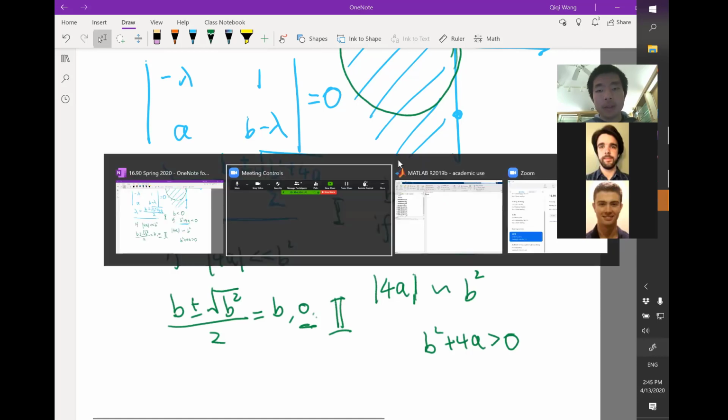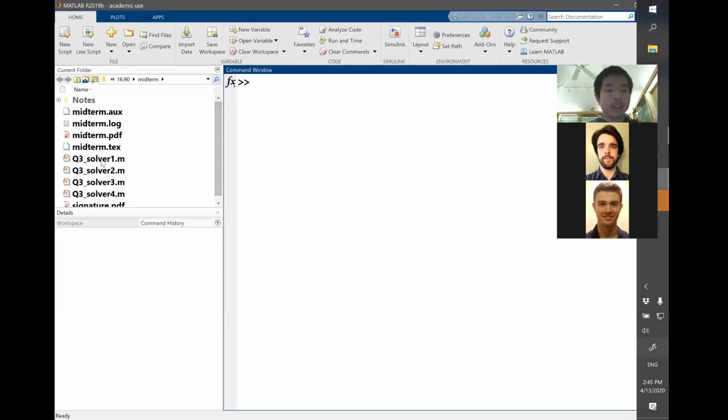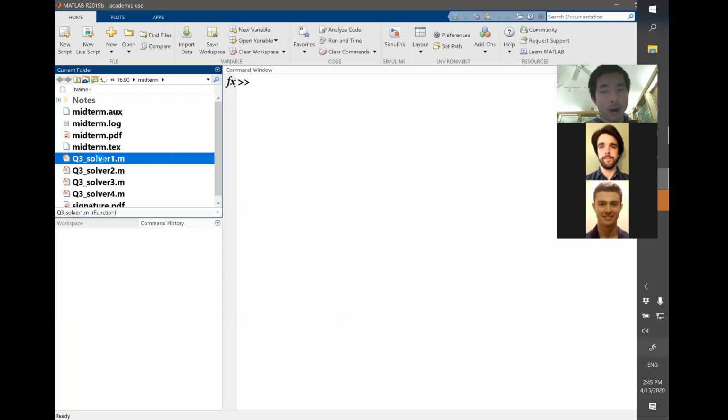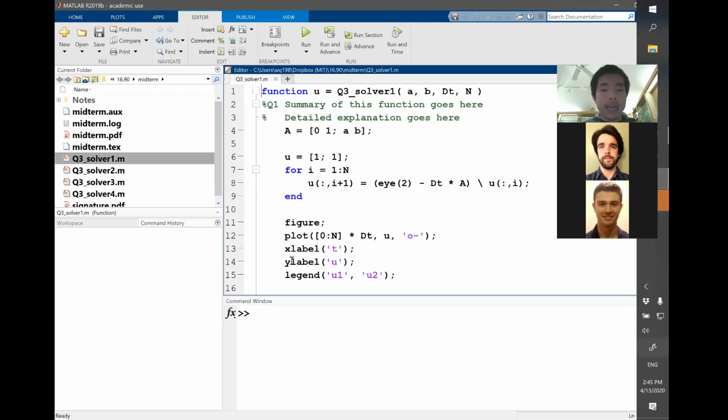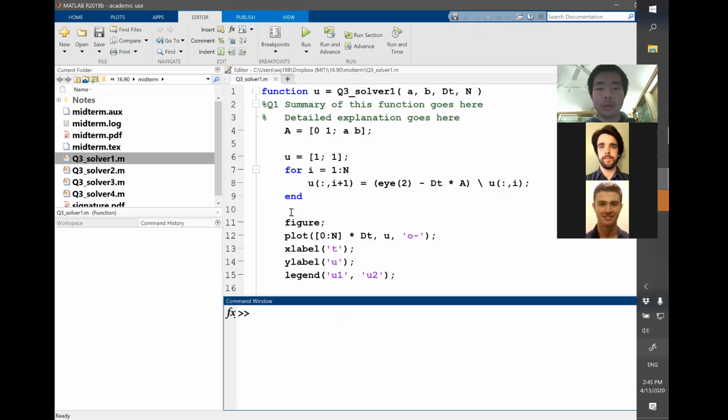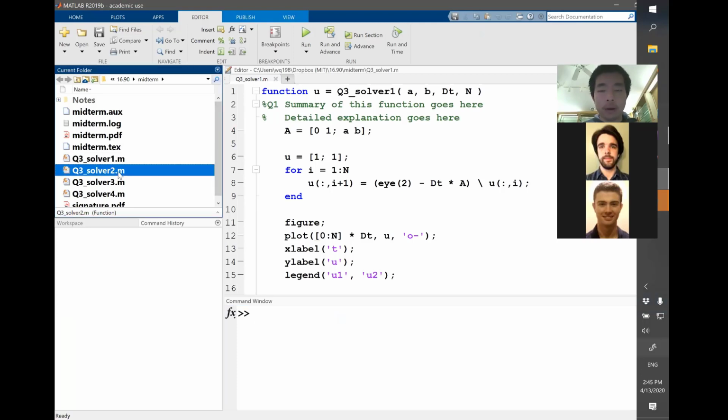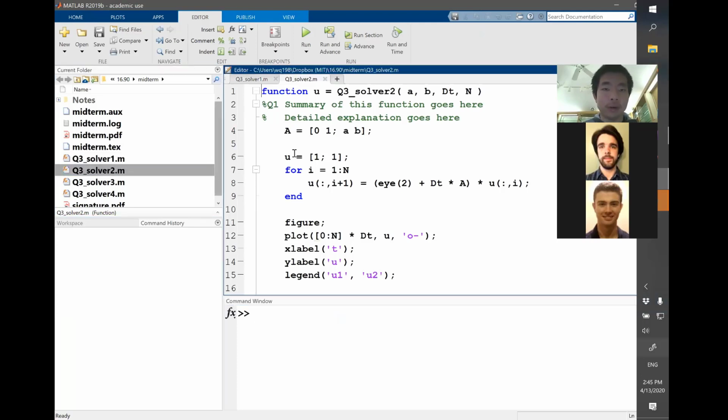No. Okay. So one thing I want to do is actually go to MATLAB and show you question 3. I have several solvers, and let me just run all the solvers and tell you what is the best way to figure out which solver it is. So for example, one of these solvers is forward Euler. Actually, solver 2 is forward Euler.